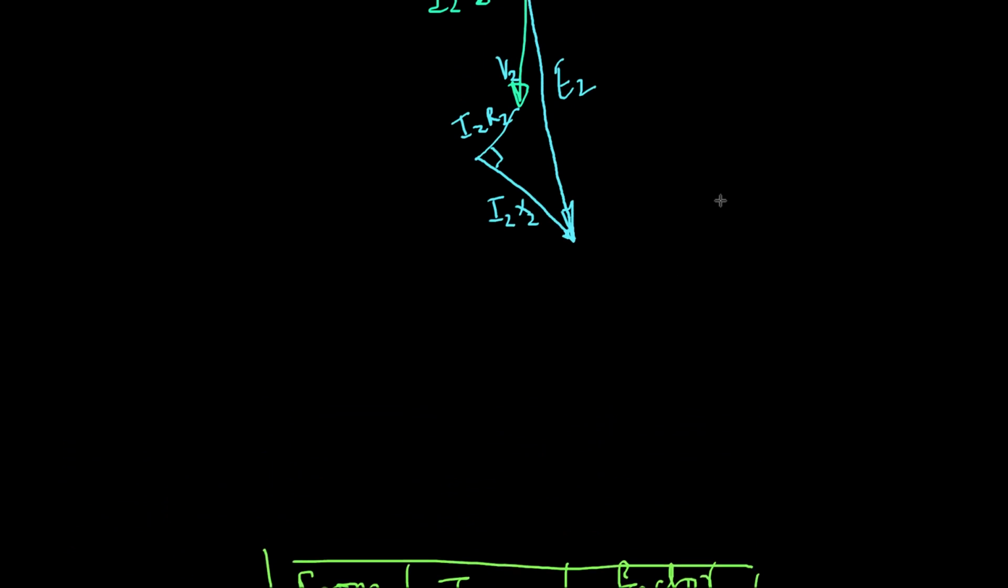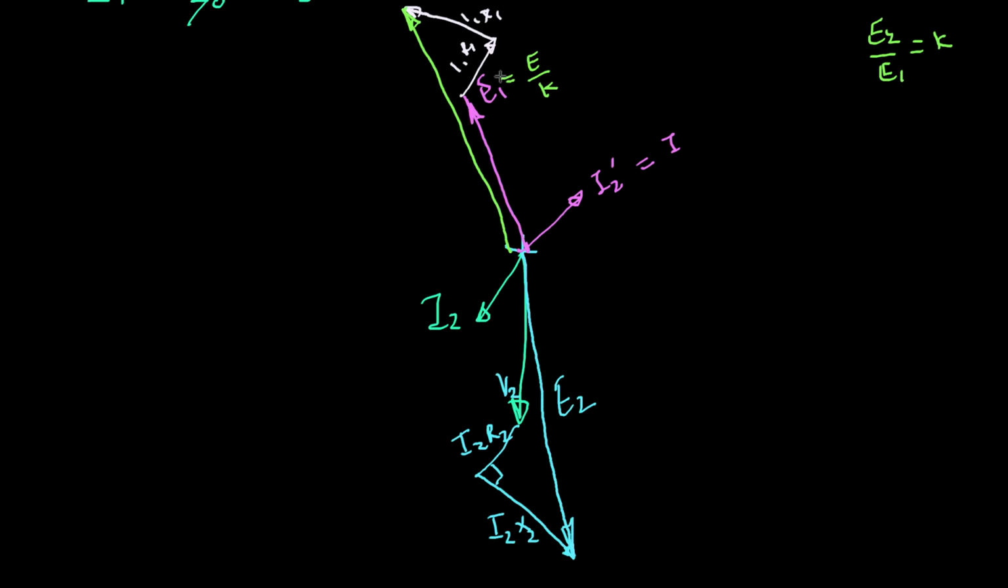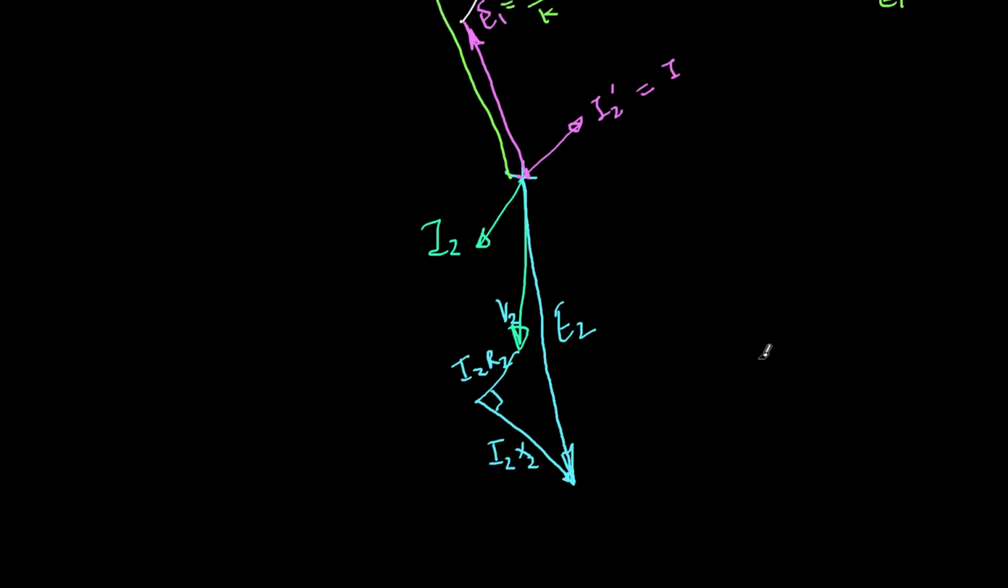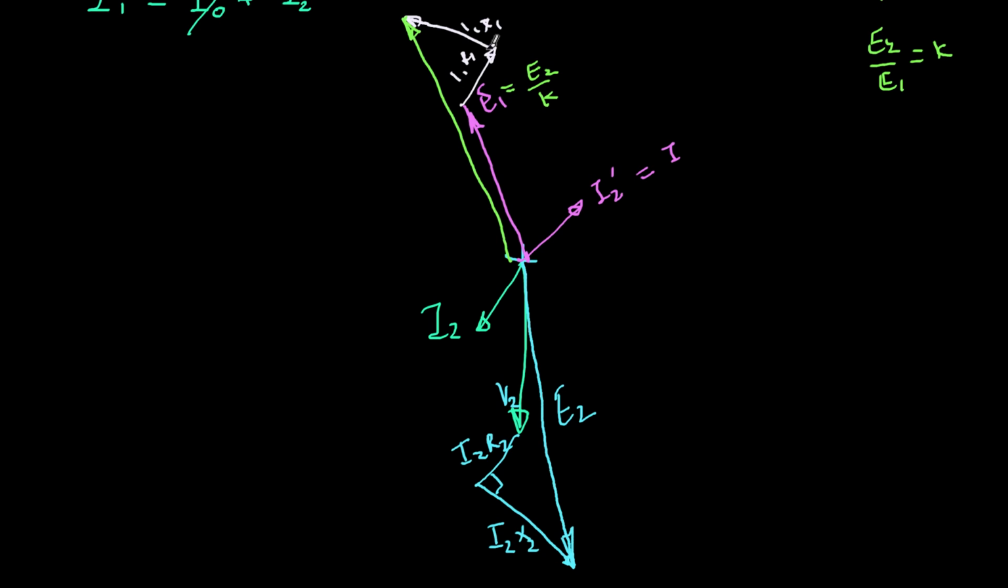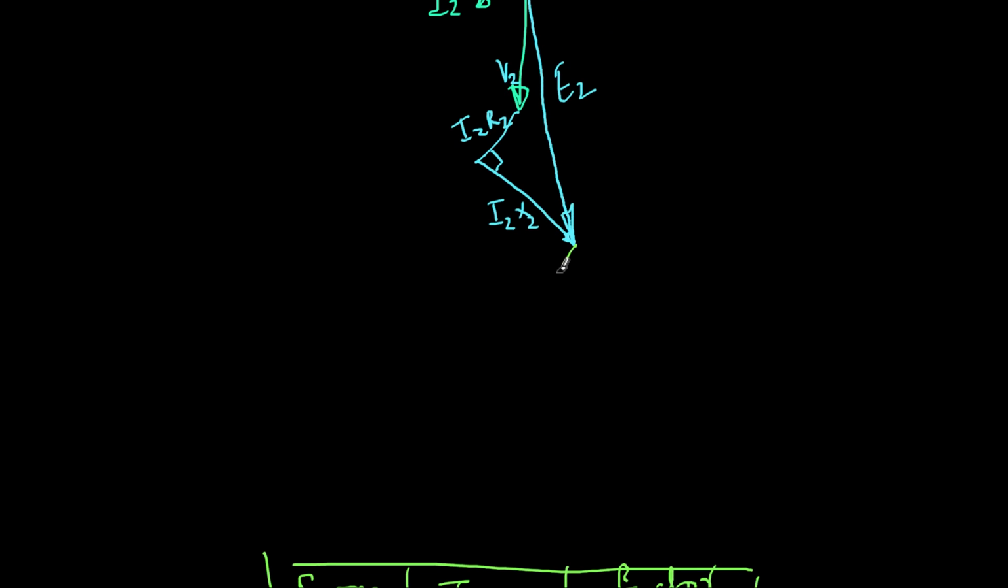So therefore, what I want to do now is, E2 and E1 are related like this. E1 is E2 by K. Now to that vector, I am adding I1 R1. So this is the voltage, and this voltage will be parallel to I1. Or in other words, if I transfer this voltage from primary side to secondary side, it will be getting multiplied by K. So I'll get something like this, which I can add to E2.